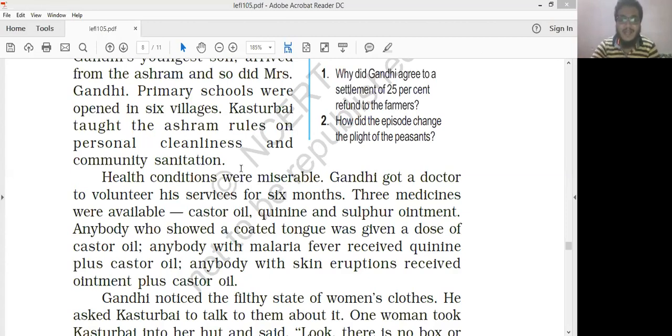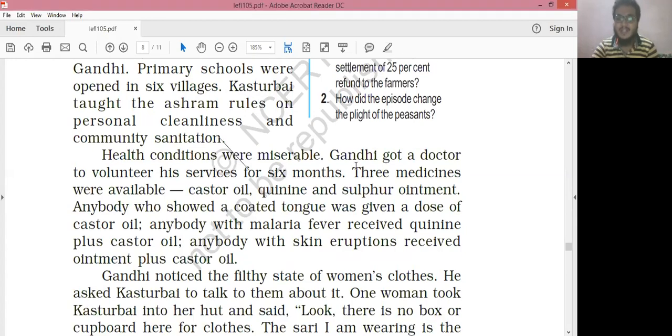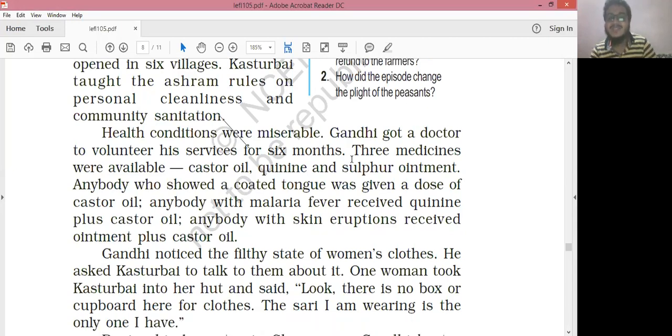Health conditions were miserable during that time. Gandhiji got a doctor to volunteer his service for six months. Three medicines were available: castor oil, quinine, and sulfur ointment. Oils extracted from leaves and similar kinds of oils were also available. Castor oil, quinine, and sulfur ointment were available for giving to the patients.